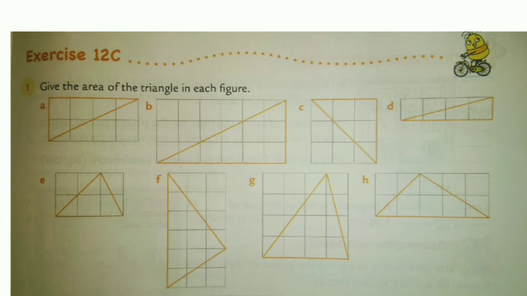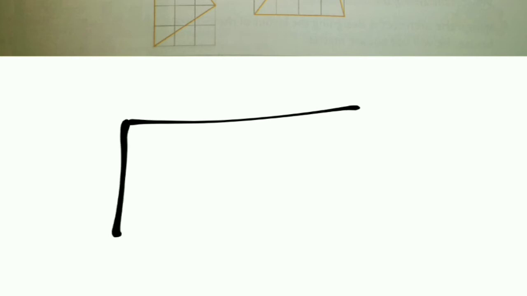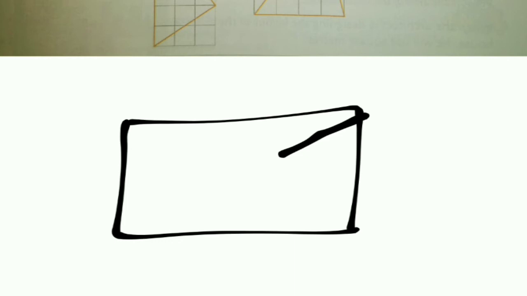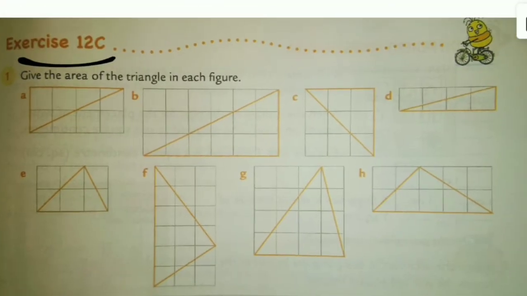Next, exercise 12c. What is area of triangle? See, this is a rectangle. A rectangle we can divide into two parts, we get the area. Same thing we can use here in this one. All these shapes are rectangles. So in this one, half a rectangle is a triangle. So we can count the number of boxes.